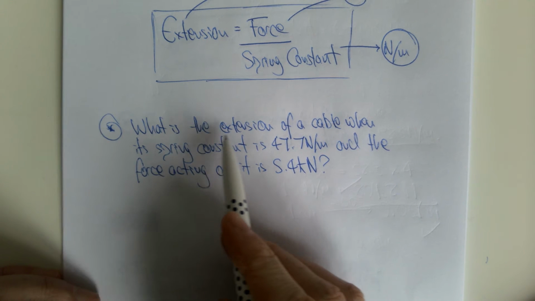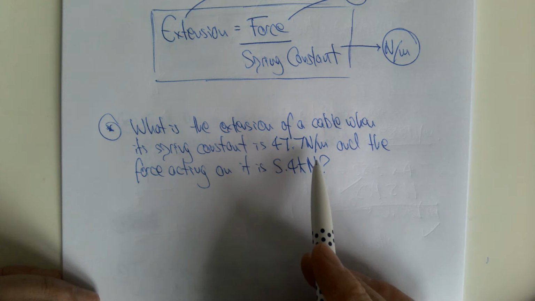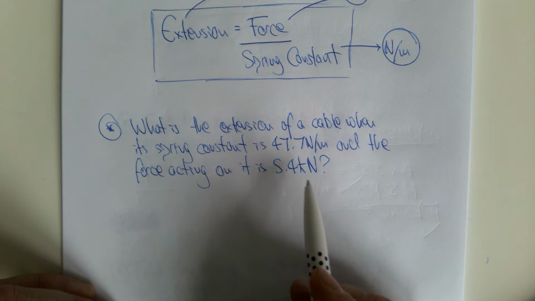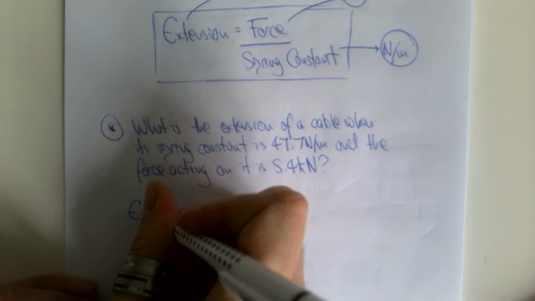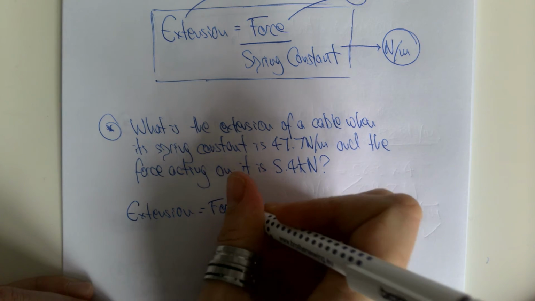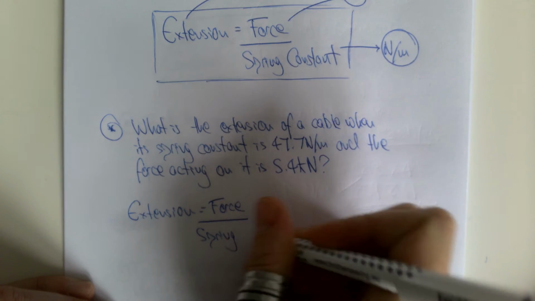So the question is, what is the extension of a cable when its spring constant is 47.7 newtons per meter and the force acting on it is 5.4 kilonewtons? So we know that extension equals force divided by spring constant.